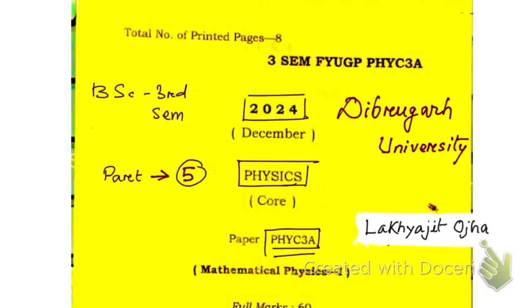Today we're going to complete the paper. Okay, mathematical physics paper PHYC3A 2024, Dibrugarh University BSc 3rd semester. Right, so we have already solved up to question number 3D. Today we're going to start from 3E.